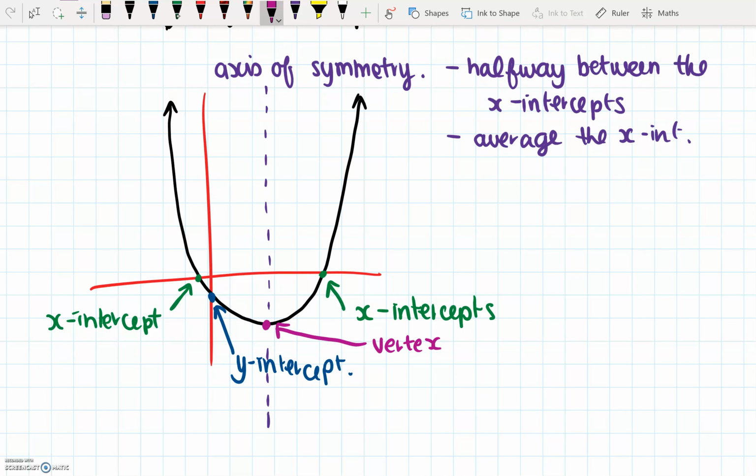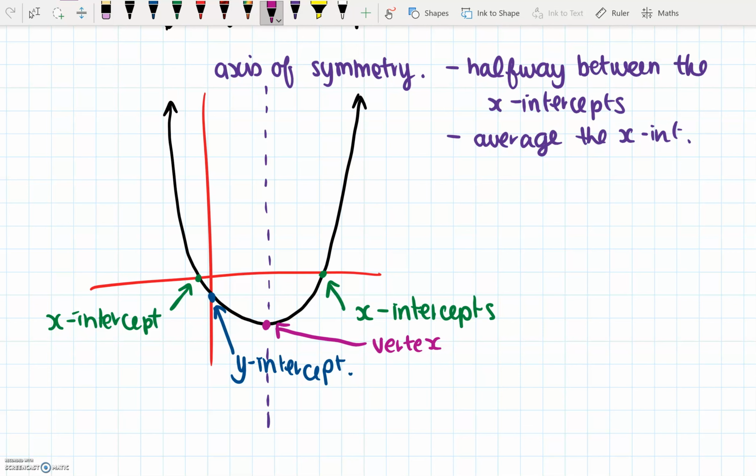Okay, and we will do a little bit more with the vertex later, but once you know the axis of symmetry, so if you know that this is 2, for example, you can just substitute 2 into your formula to find the value of the vertex. Okay, so the axis of symmetry is halfway between the x-intercepts. It's halfway between any 2 points at the same height.